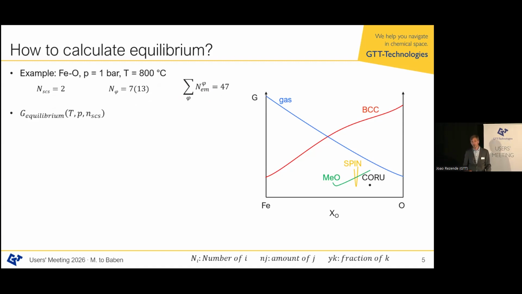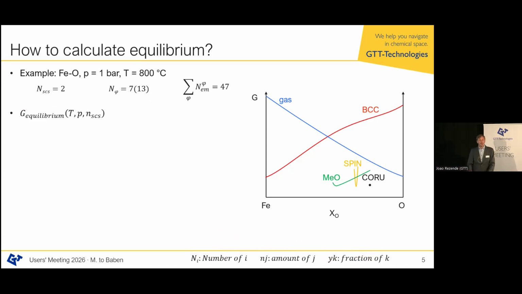Talking about notation, for those who are sitting in front and probably the online audience, you at least can see that I put here the number. So a capital N stands for a number of something, a small n stands for an amount of something, and a y here stands for a fraction of something.